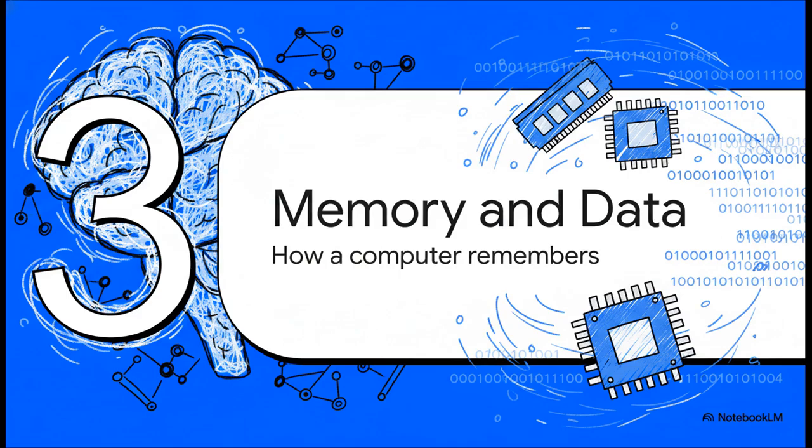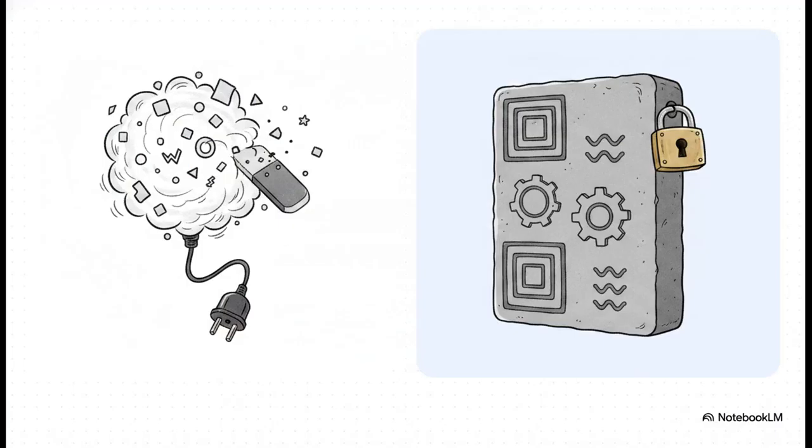Now, keeping with the brain analogy, a processor desperately needs a place to keep its information. Let's turn the page to computer memory and data, how a computer remembers. There is a really profound difference between the two main types of primary memory. First, we have RAM, or random access memory. This is your computer's short-term memory. It holds the data you're actively working on right now. But the catch? It's volatile. That means the absolute second you turn off the power, poof, it clears out, just like falling into a deep sleep and forgetting what you were just thinking about.